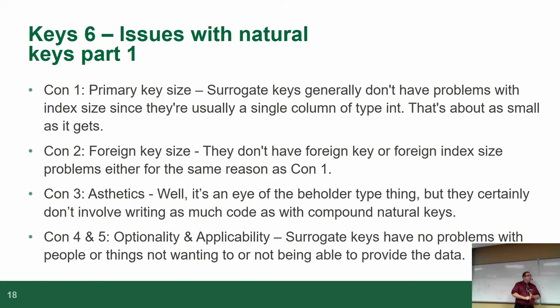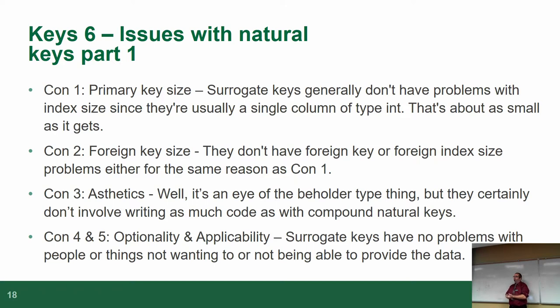Now, aesthetics. It's an eye of the beholder kind of thing. Some people don't like the look of surrogate keys because it's a number. They go, oh, it's a number, it makes no sense. That's okay. It's a number. Deal with it. But it also makes your code a lot easier to read. Select star from student where ID is 0401 2345, as opposed to select star from student where first name is equal to this and last name is equal to that and identifying number is this, this, or this. The queries are much longer and much more complex.